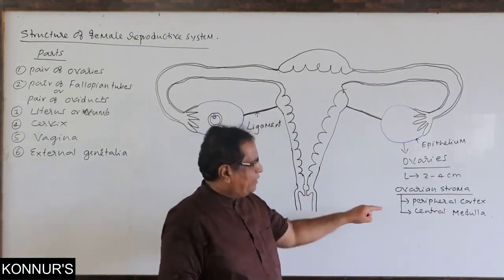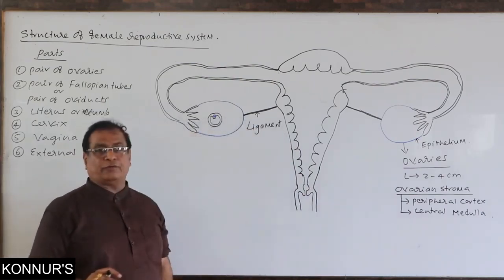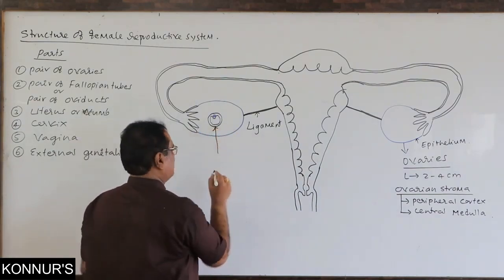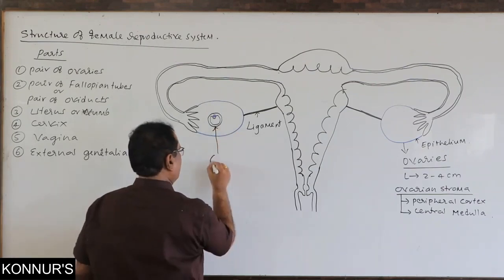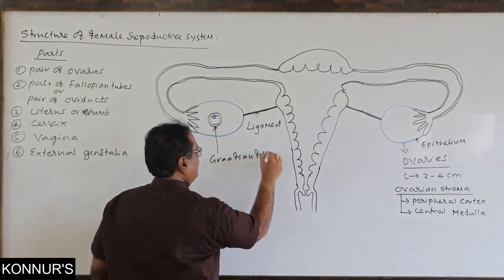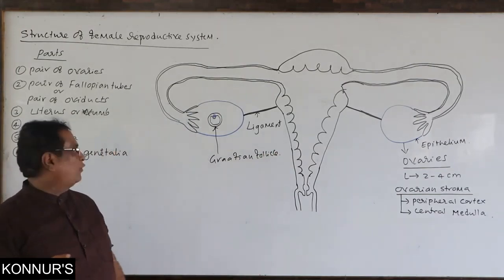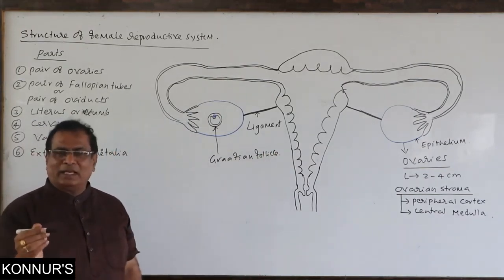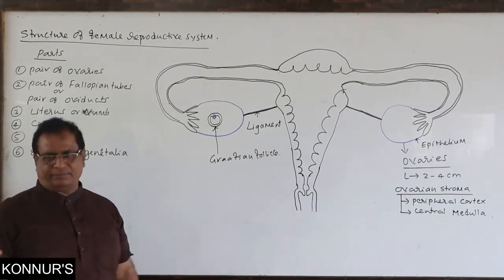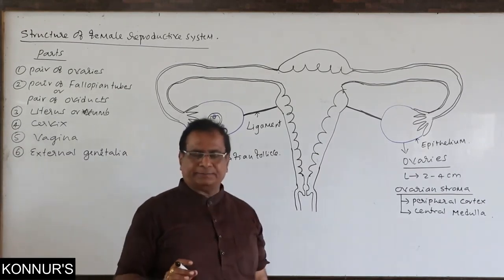And in the ovarian stroma itself, there will be a development of Graafian follicle when the female reaches puberty age. In this Graafian follicle, the female gamete, that is egg or ovum, is developed. It is about the pair of ovaries.